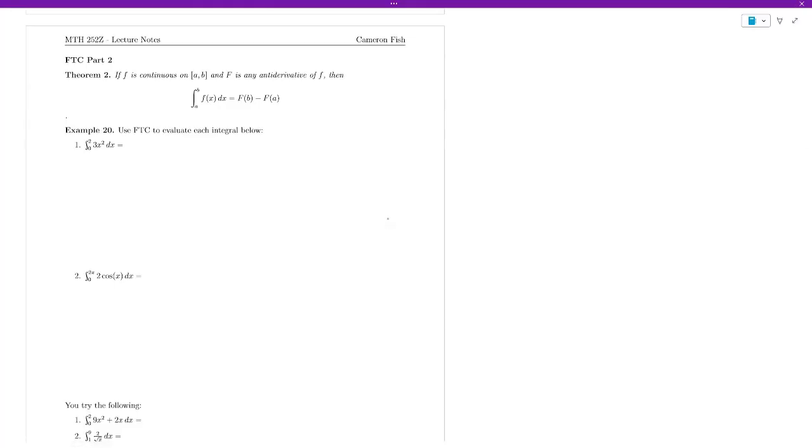So it says use fundamental theorem to evaluate each integral below. Okay, so my little f here, f of x, I guess, is 3x squared. So our theorem says I just have to find a big F whose derivative is little f, is 3x squared. So that's an antiderivative. That's what we were doing on the first day. Can I come up with a function whose derivative is 3x squared? If I can, then to evaluate this integral, I don't have to do any Riemann sums. I can just plug in 0 and 2, the top and bottom number, into that function that I find.